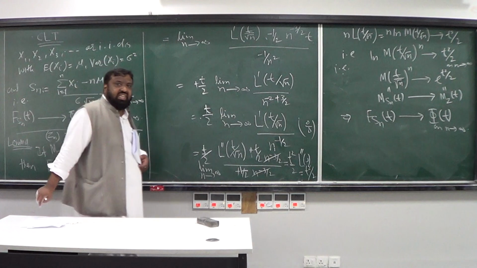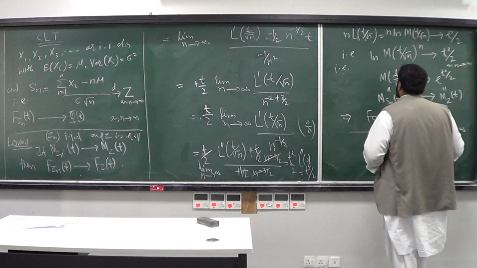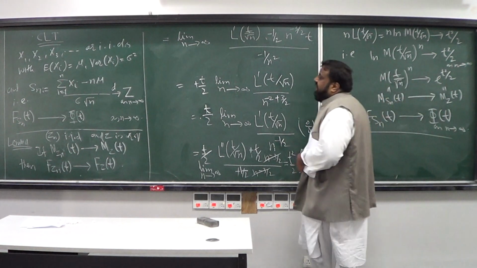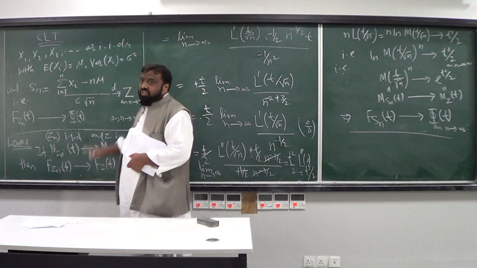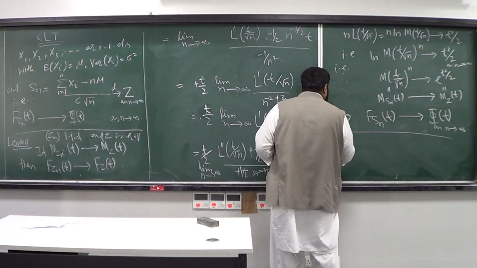Now consider the generic case. I want to deduce the generic result from this result. We have the central limit theorem for i.i.d.s when mu is 0 and variance is 1. Now the generic case, the general case.